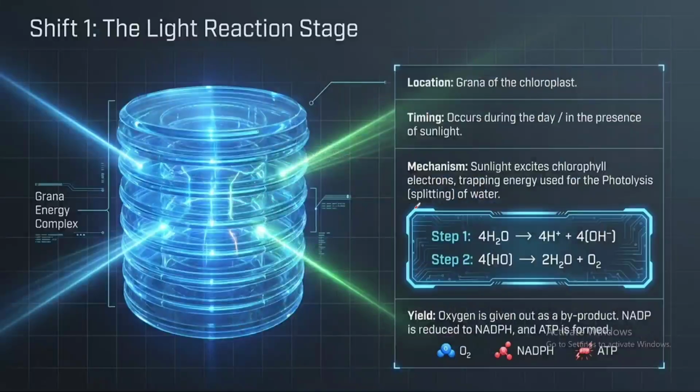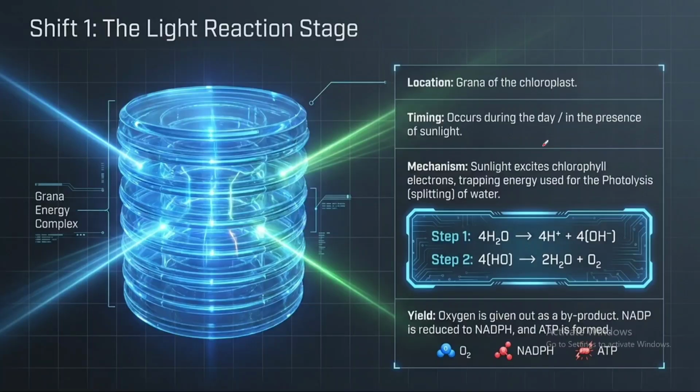So first of all, we'll be looking at the light stage. Like I said, individually this is referred to as the thylakoid, but as a pile, they are referred to as the grana. So when the light comes in, every light dependent reaction happens within the grana, during the daytime or in the presence of sunlight.